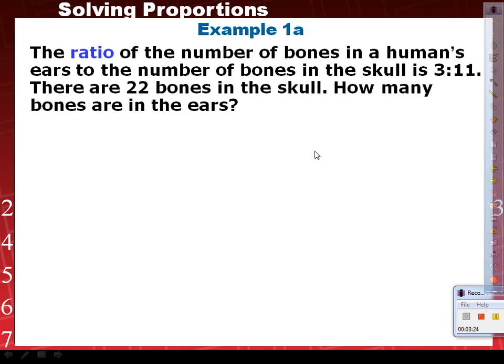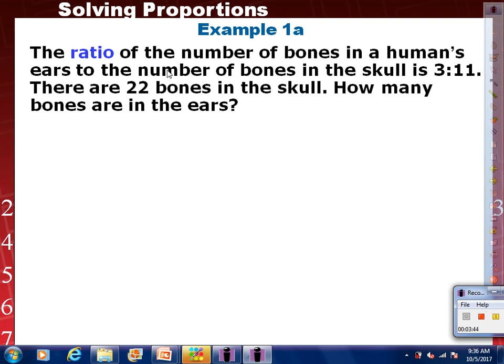So with that said, copy this one, please. Example 1. The ratio of the number of bones in a human's ear to the number of bones in the skull is 3 to 11. There are 22 bones in the skull. How many bones are in the ears? Bless you. Copy that.